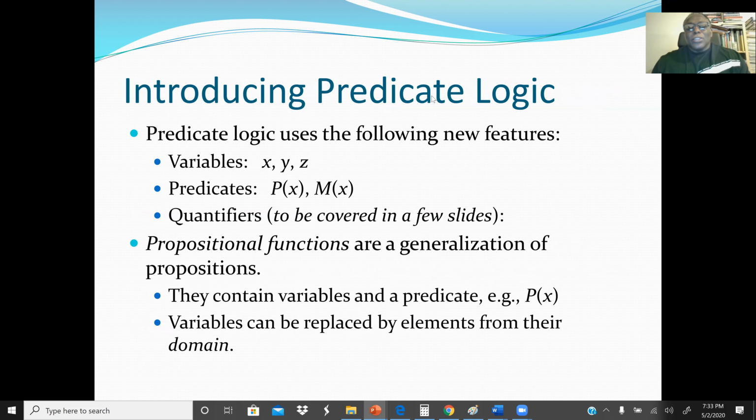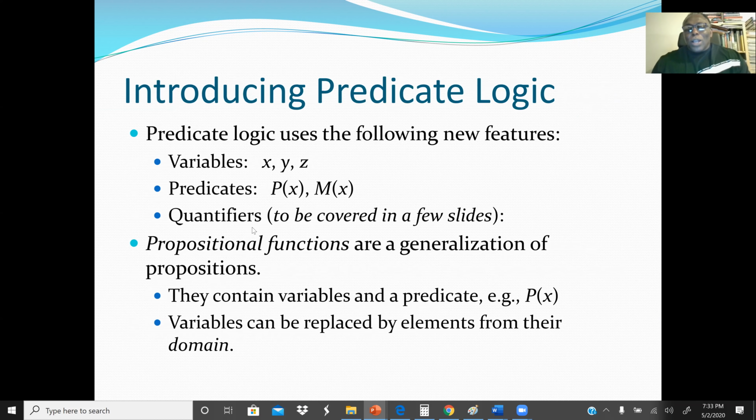So, introducing predicate logic. Predicate logic uses the following new features, which we didn't discuss earlier. First, variables. The variables can be x, y, z. It can be any letter. Then a predicate. A predicate is more or less a function in algebra or college algebra. So here we have P(x), M(x). It can be J(x). Let's say J is a Java class, x are students. I can represent J(x) as students taking the Java class.